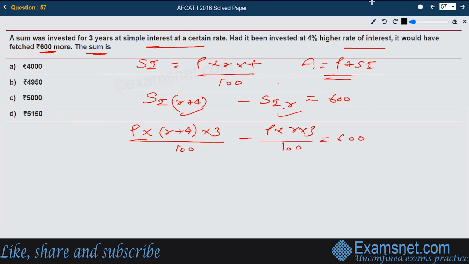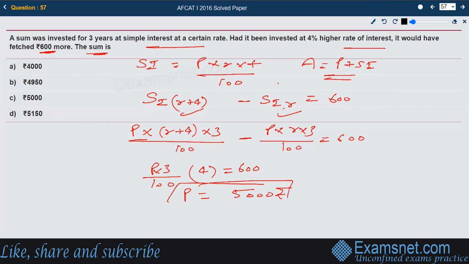So this is how we can frame the equation. Now if we take things common, this is going to be P into 3 upon 100, and if we take the difference, R plus 4 minus R is going to be 4. And this value is at last 600. If we solve this equation, the P value comes out to be 5,000 rupees. Okay, so the principal is 5,000 rupees. That is the answer.